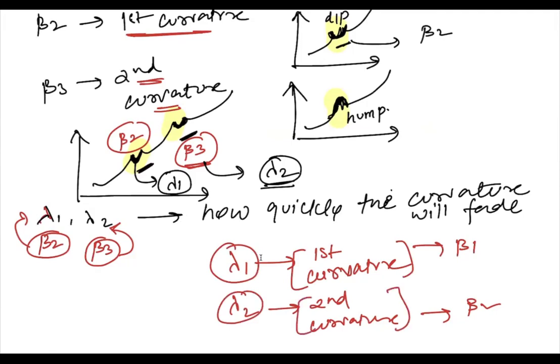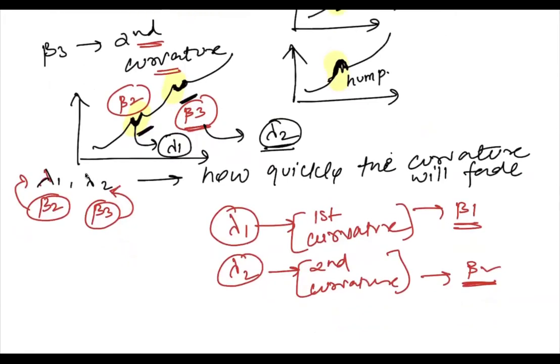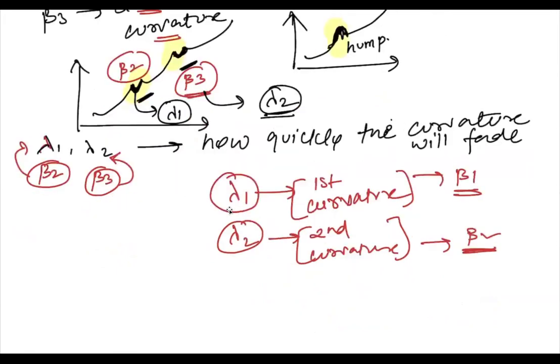And what do I mean by first curvature? The first hump or dip, and the second curvature is the second hump or dip. Okay. Now let me give you a simple example for all of you to understand and visualize each of these parameters, beta naught, beta 1, and so on.